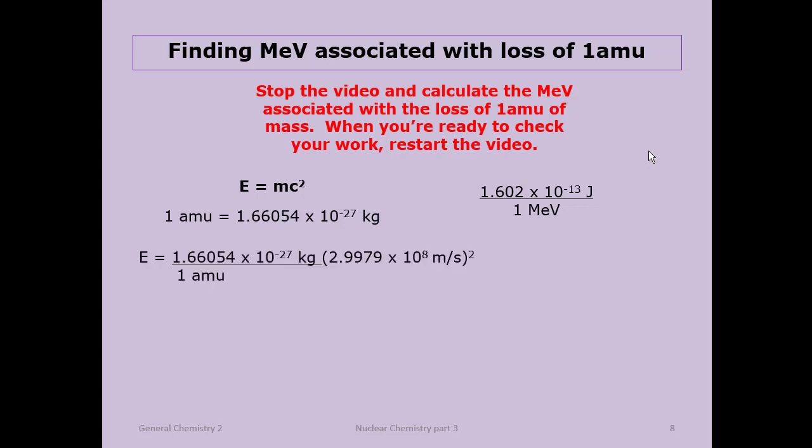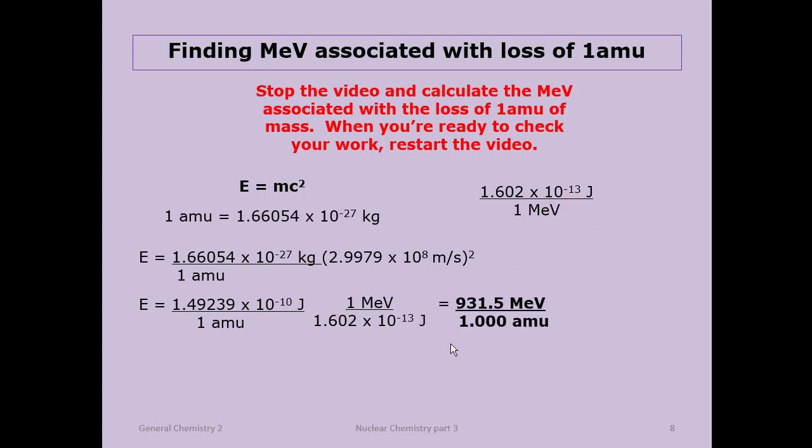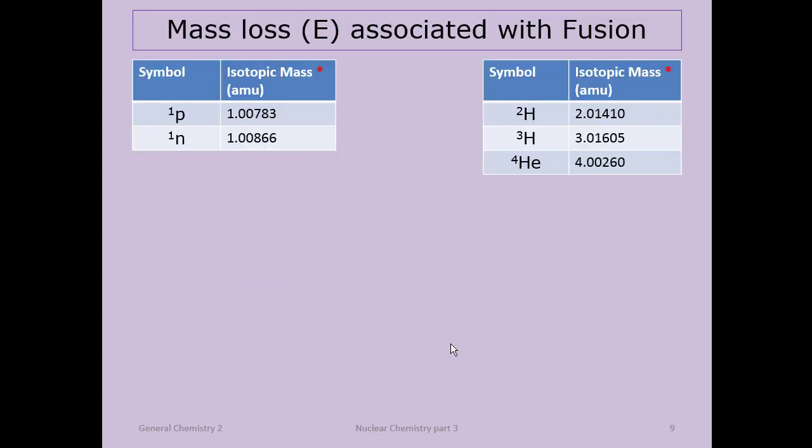So let's see how you did when you set up the equation. In this case, it's the amount of kilograms per 1 AMU, multiplied by the speed of light squared. Plug and chug. Use your conversion in this next step, and solve that there's 931.5 mega electron volts in every 1 AMU. And this is a good conversion factor to know when you're doing this section of nuclear chemistry.